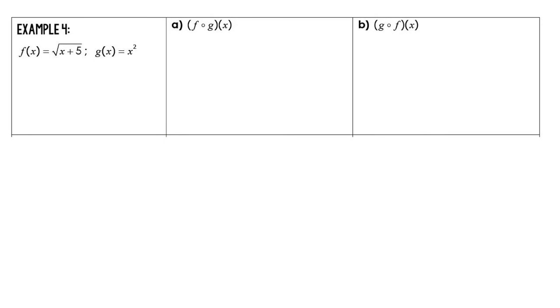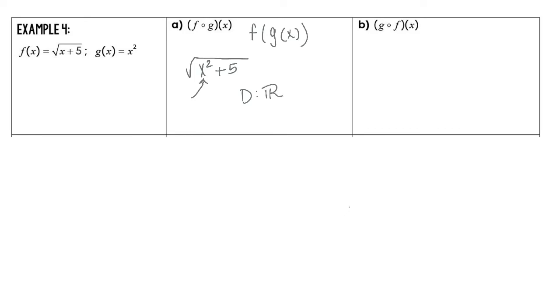Okay, so for our example 4a, we are going to have f of g of x. So I need to substitute in. And f of x is the square root of x plus 5, but in place of that x, I'm going to put g of x, and g of x is x squared. So this just ends up being the square root of x squared plus 5. And this domain, since there's no way to have a negative under the radical, and I know that because of the x squared, then this is going to be all real numbers.